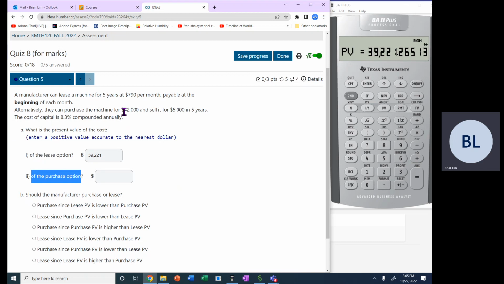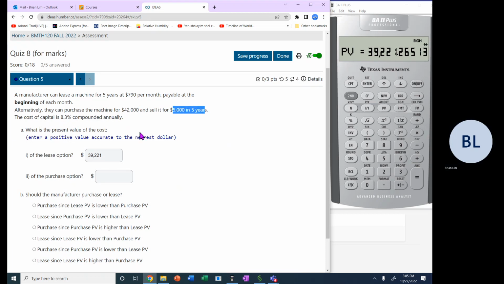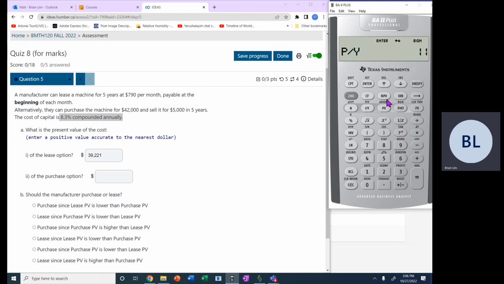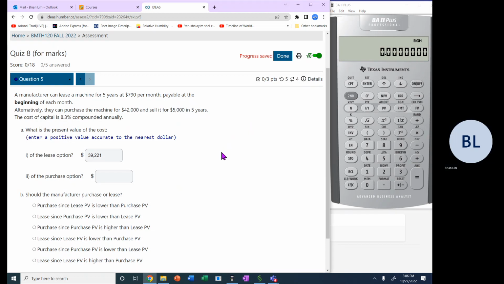Okay, next we should do the purchase option. All right, so it can be purchased for $42,000 and sold for $5,000 5 years from now. So that is a compound interest situation. So what we will do is compute the present value of the $5,000 in 5 years. Remember, it's compound interest, so the C/Y and P/Y have to be the same. In this case, the C/Y is 1, so we have to put in 1 for P/Y. Now, we don't really have to get out of begin mode. I will demonstrate that to you. We will leave it in begin mode for now and do the computation and see what happens.